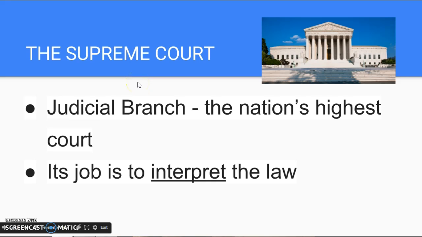So to start with, I'm just going to review a couple of terms that we talked about earlier this week. First of all, the Supreme Court. This is an important thing to keep in mind because it's going to relate to some important topics for the rest of the school year. The Supreme Court is, of course, part of the judicial branch. It's our nation's highest court, and their job is to interpret the laws, to determine if laws are or are not constitutional.